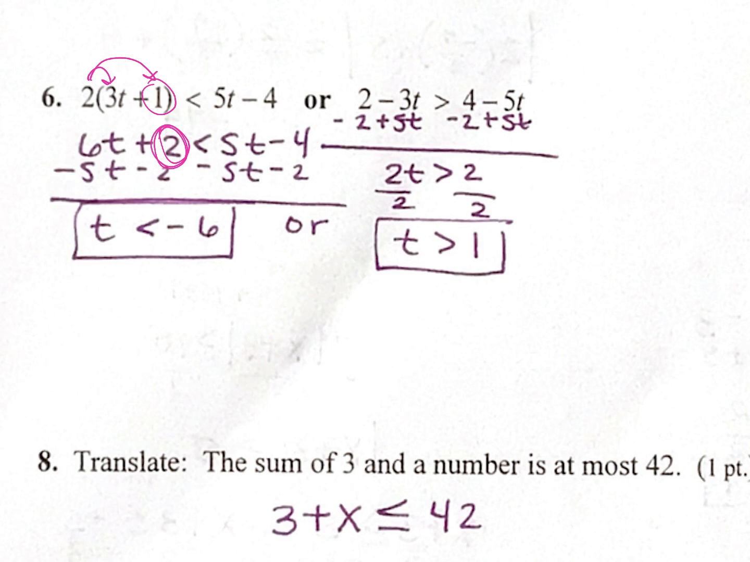And then solve from there. Take away the 5t, you're left with t. Take away the 2, you're left with -6. Your symbol stays the same, so t is less than -6. Again, some of you would have this written down, and then you told me the answer was 2. 2 divided by 2 is 1.